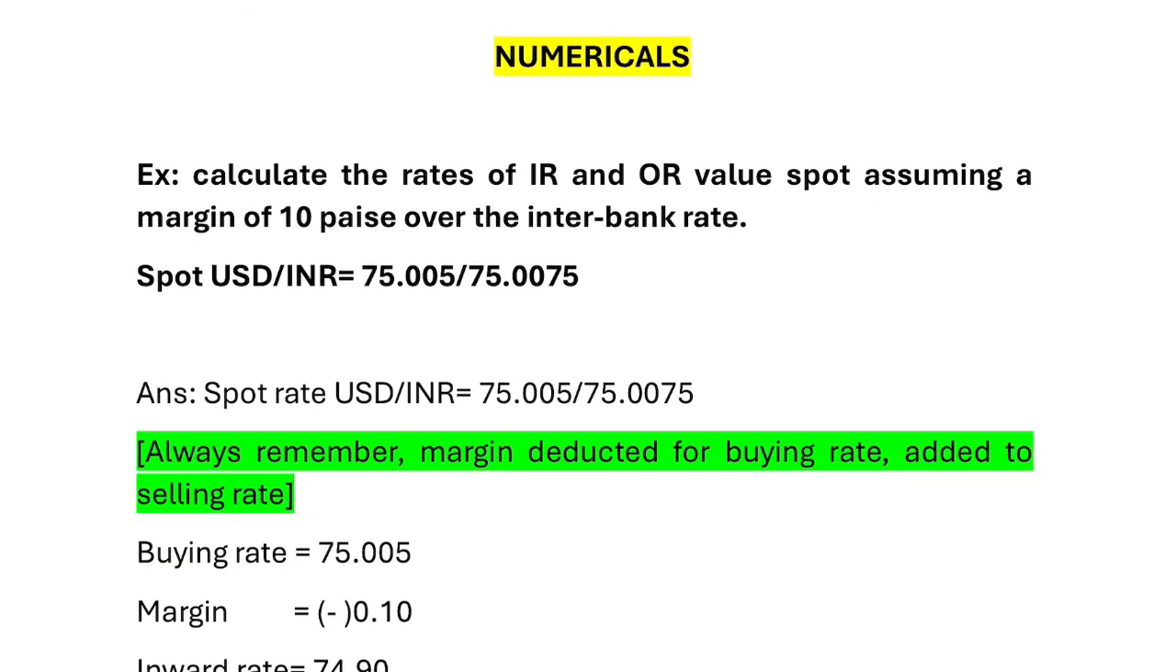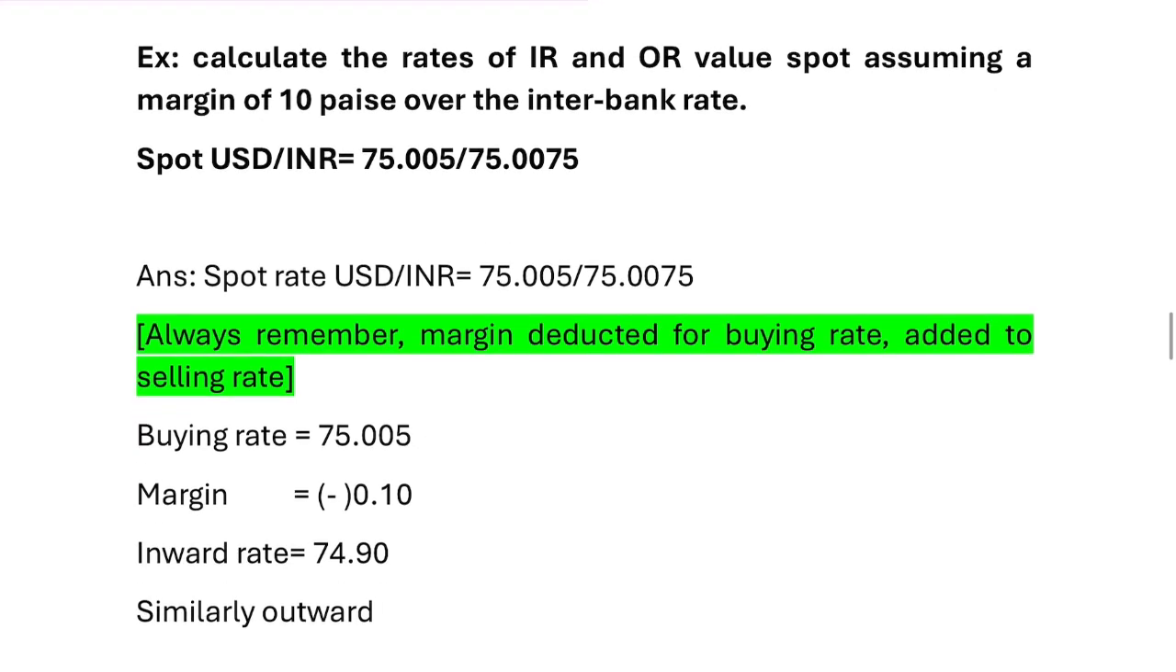If you don't get confused about the numericals, they seem very lengthy, but these are very simple if you understand the concept well. See, that's the first example. Calculate the rate of inward and outward remittance, assuming the spot and a margin of 10 paisa. One more important thing here: what is margin? You often see margin and premium in your numericals. You must know when we add the margin and when we subtract the margin.